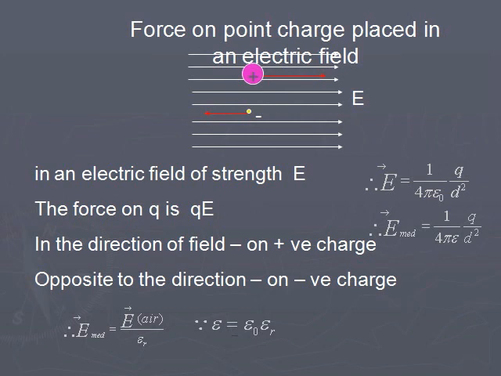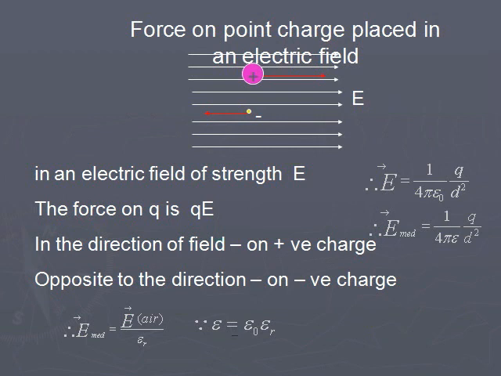Let us consider a uniform electric field of intensity E. In that electric field, suppose two point charges, one positive and the other negative, are situated. We have just seen that if a charge Q is placed in an electric field of strength E, it experiences a force given by QE. On a positive charge, the direction of the force is the direction of the field, and on a negative charge, the direction of the force is opposite to the direction of the field.